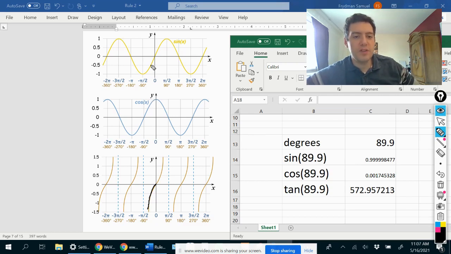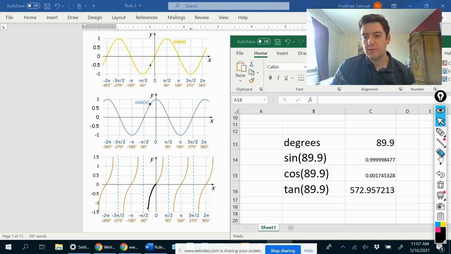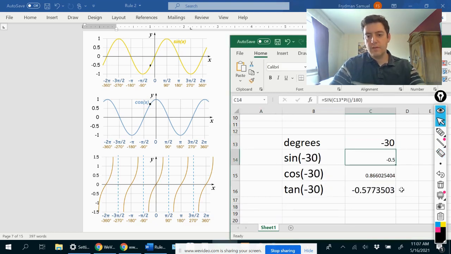So if we were to take, let's say, this point over here, that would be negative 30 degrees, right? Okay, so at negative 30 degrees, the value for sine is exactly negative 0.5. The value for cosine would be about 0.86, and so on. So that would be positive. What happens when you take a negative and you divide it by a positive? Then you would get a negative result. So that's why the tangent is negative.